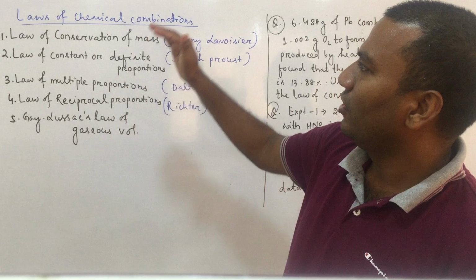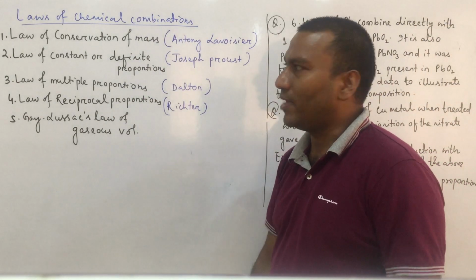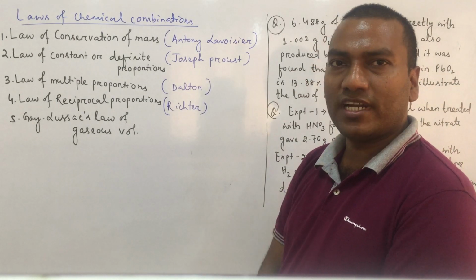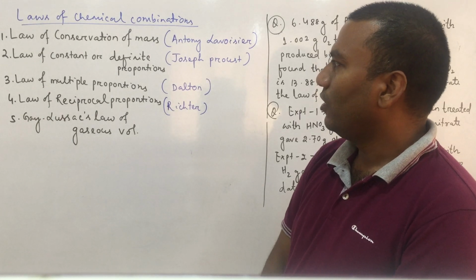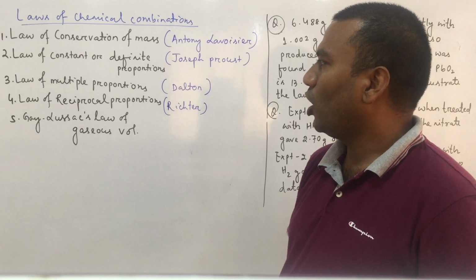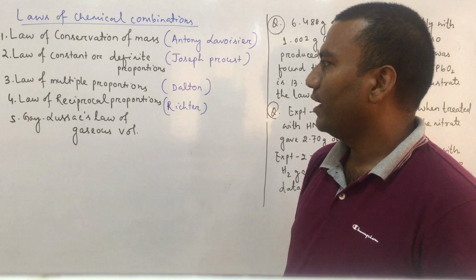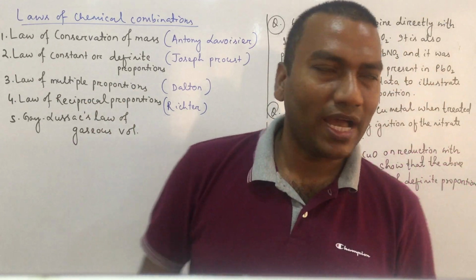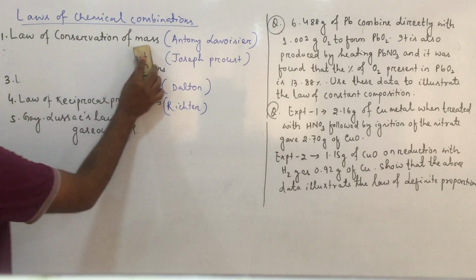So first is the law of conservation of mass. The law of conservation of mass was given by Antoine Lavoisier. The law of constant or definite proportion was given by Joseph Proust. The law of multiple proportion was given by Dalton. The law of reciprocal proportion was given by the scientist Richter, and Gay-Lussac is also a scientist's name. Clear? First we will read what is the law of conservation of mass.